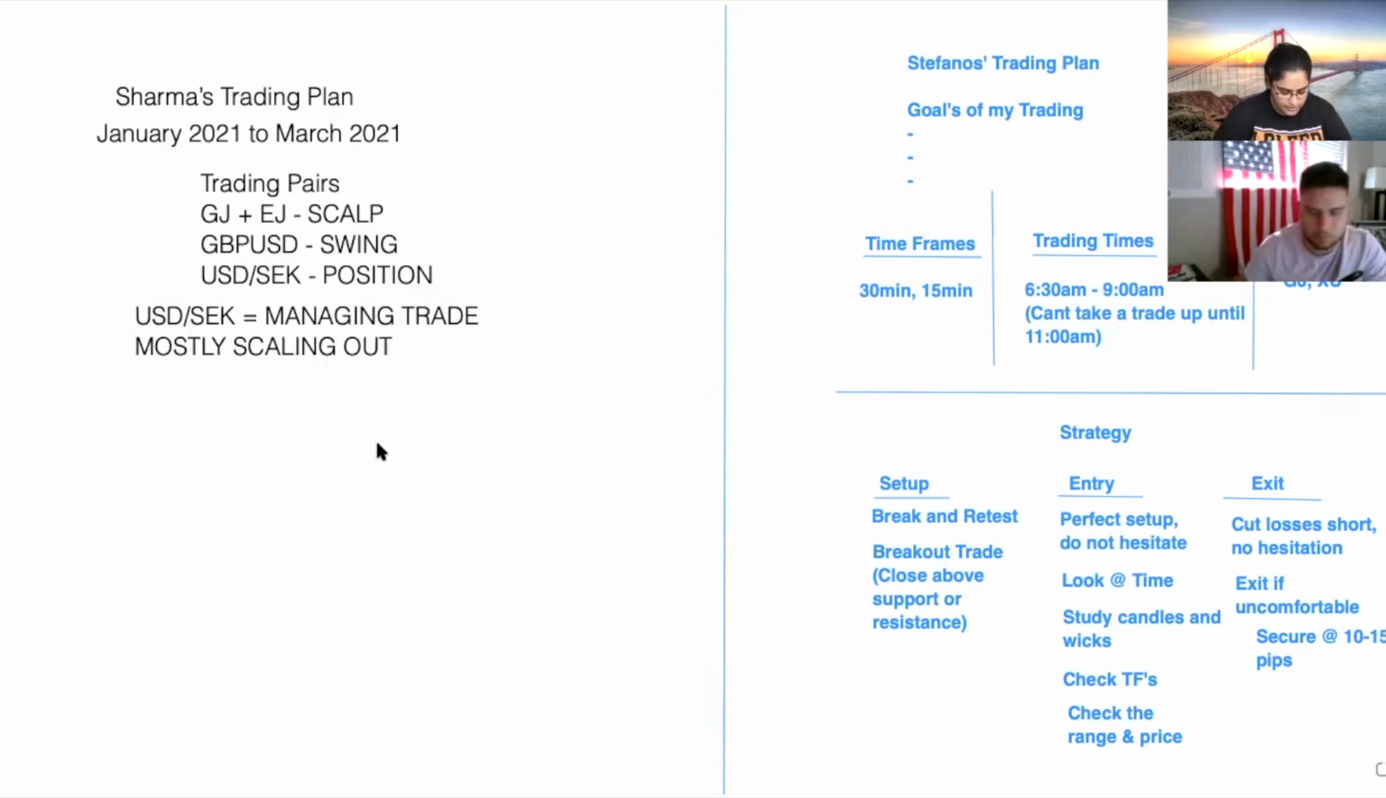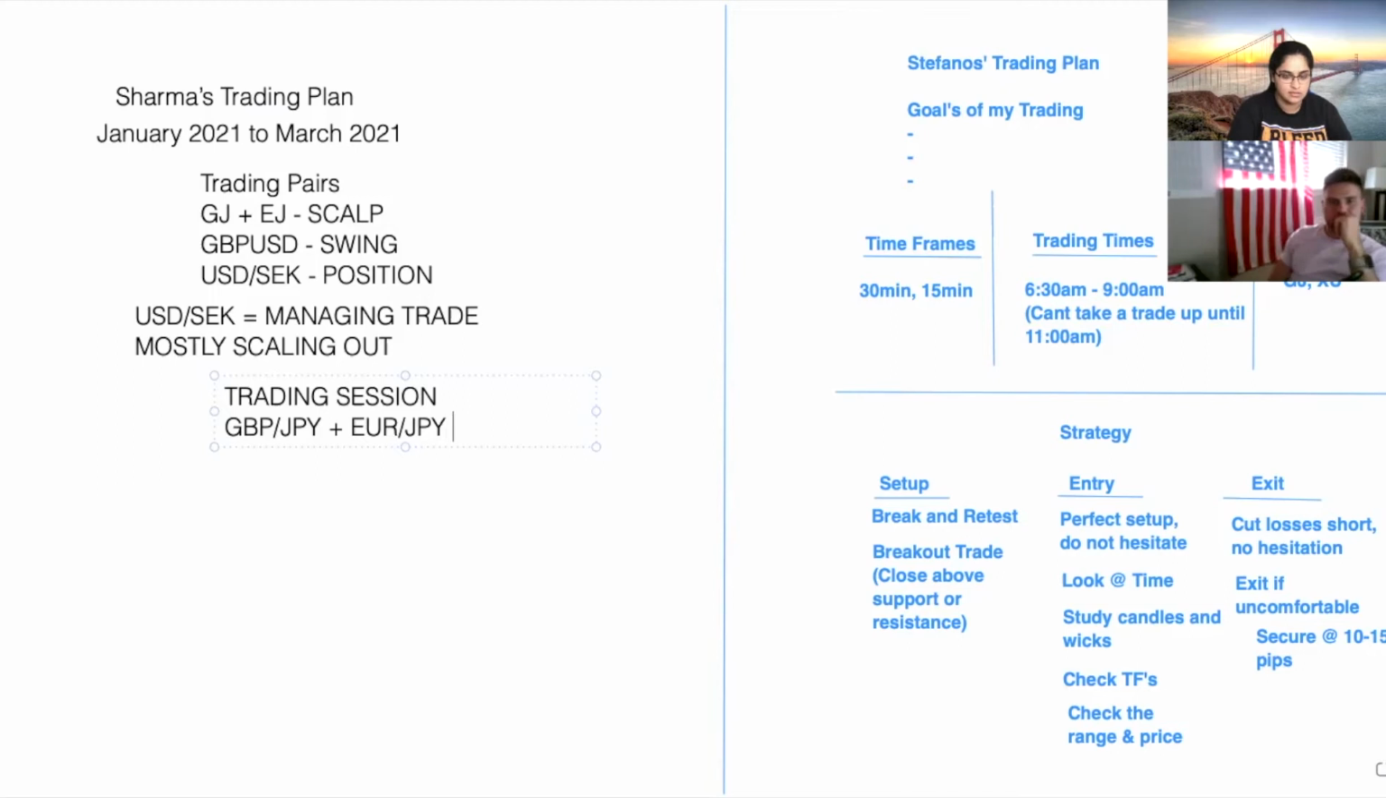And then after that, I have the trading sessions, exactly how you have your time frames and trading times. Instead, I have trading session here. And then I try to only stick to one session. So even here, I'll write down exactly what pairs I can trade in which session. So GJ and EJ, for example, and GBP USD actually, I'm looking for these trades in pre-New York.